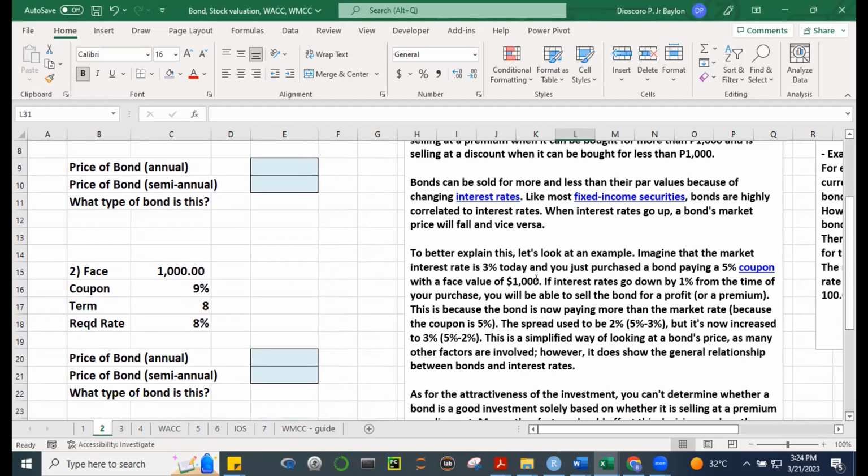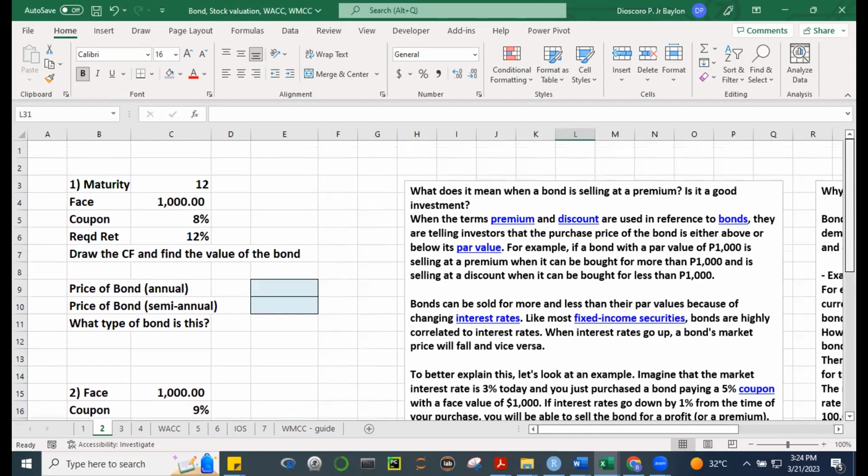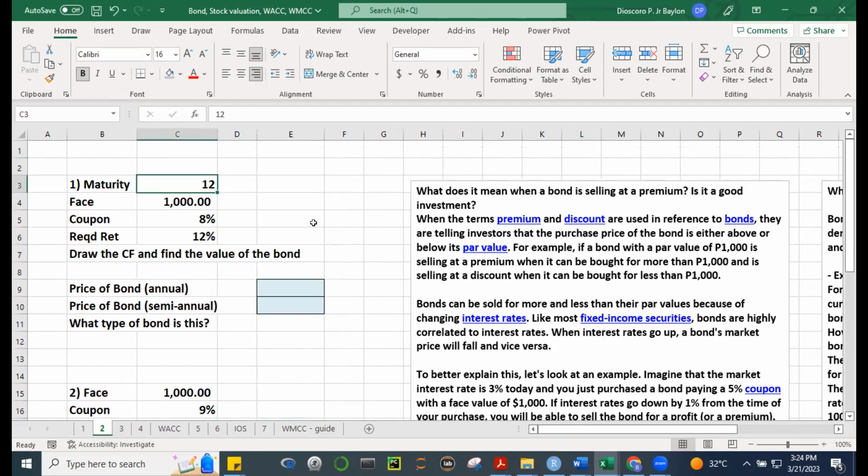Okay, and how do you determine if it's a premium or a discount? So let's first take a look at this. You have a bond that has a maturity. Ibig sabihin, most probably this was a bond that was issued before. So you have an existing bond, and the face value of that bond is 1,000. The coupon rate is 8%, and the current market rate is 12%. Now the question is, what type of bond is this?